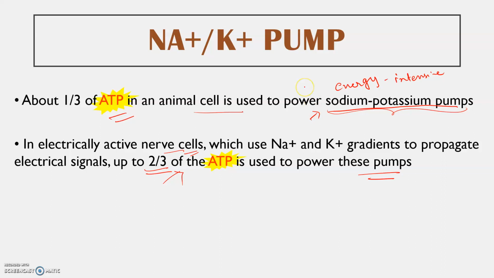So you can have a guess at how important the sodium potassium pump must be, that the energy currency of the cell, that is the ATP, is used so that the pump can be properly maintained.